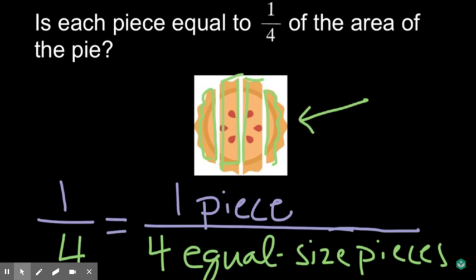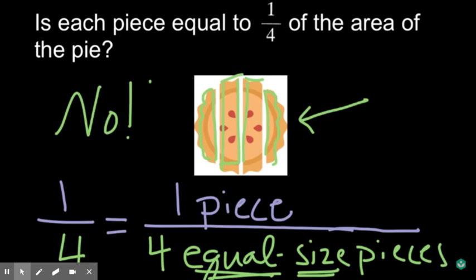So yes, each piece is 1 out of 4 pieces, but it is not 1 of 4 equal size pieces. Therefore, it is not 1/4. So our answer is no. Each piece is not 1/4 or an equal share of the pie.